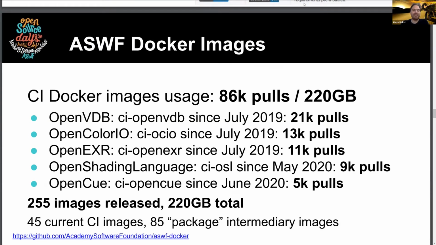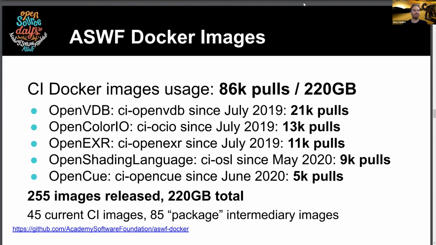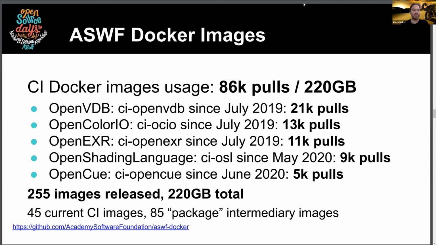I wanted to have a quick recap on how much the images were used. So I ran some stats, and it's been quite popular. OpenVDB, thanks to Dan Bailey, was one of the first clients of ASWF Docker images. It's now clocking at 21,000 Docker pulls. OpenColorIO was quite an early adopter as well. OpenEXR, Christina will talk about that a bit more. Open Shading Language has started using this just a few months ago. OpenCue was there as well.